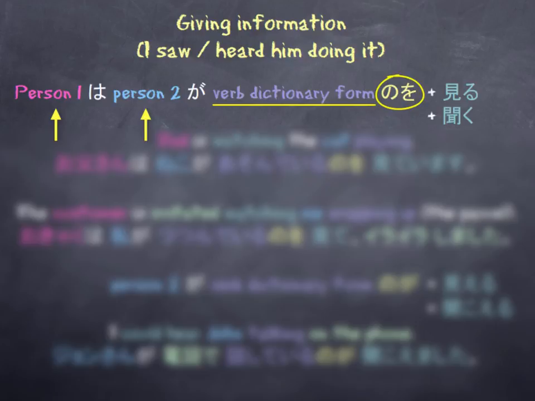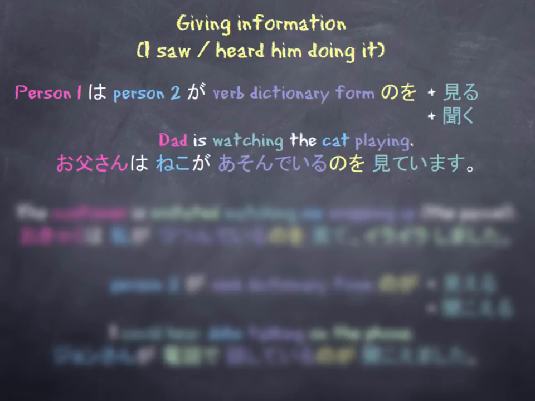And we'll attach either the verb miru or kiku. Miru means to see and kiku means to hear. So for example, Dad is watching the cat playing.